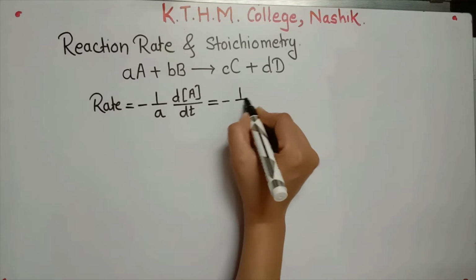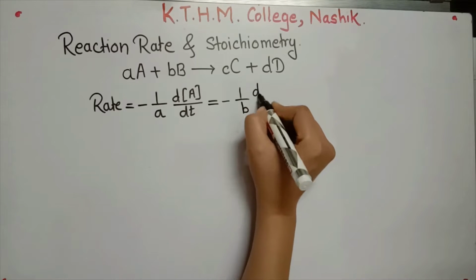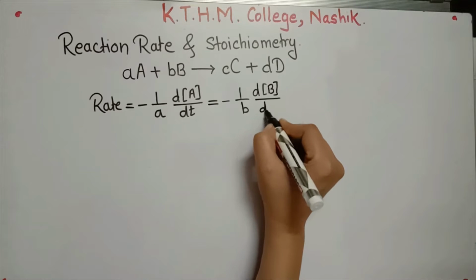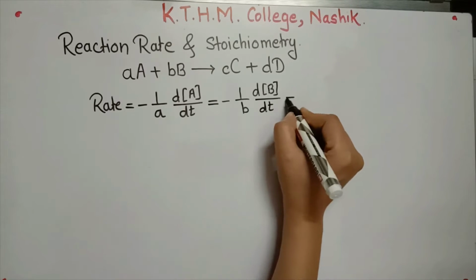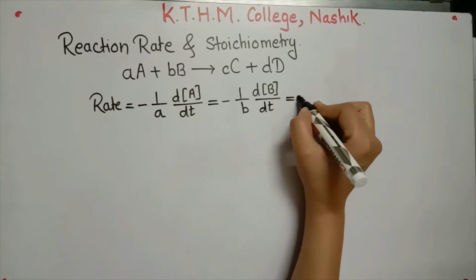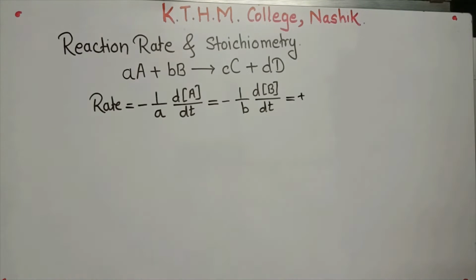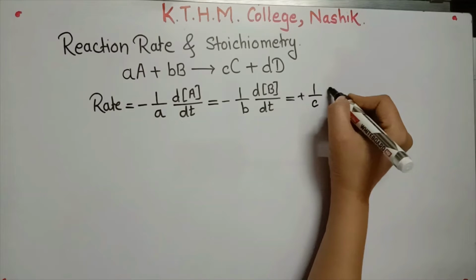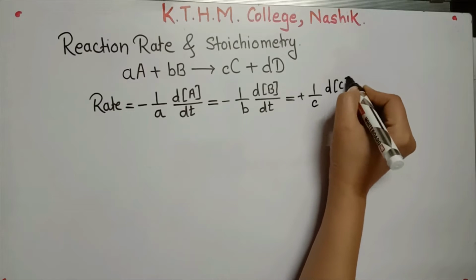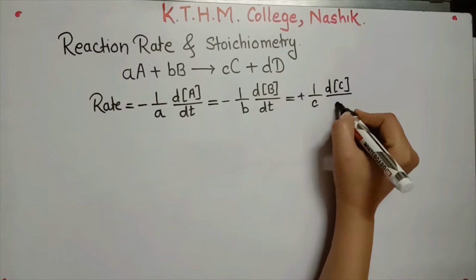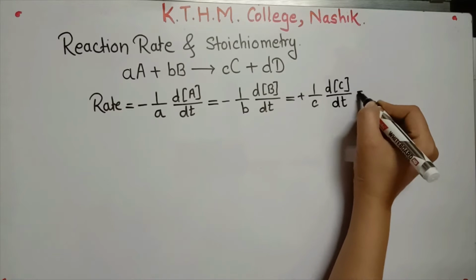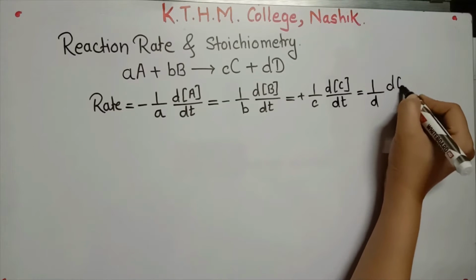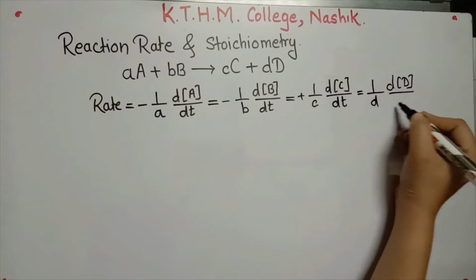So 1 upon b, change in concentration of B upon change in time, equal to, when there is a product term, we write plus 1 upon c, change in concentration of C with respect to change in time, which is equal to 1 upon d, change in concentration of D with respect to time.